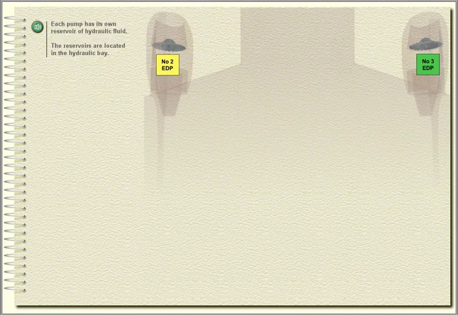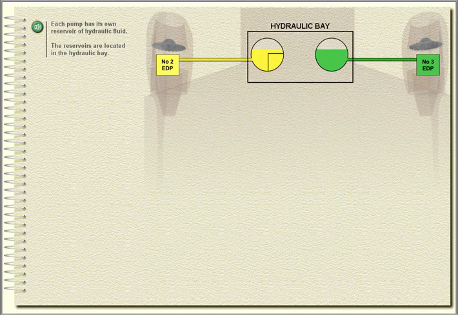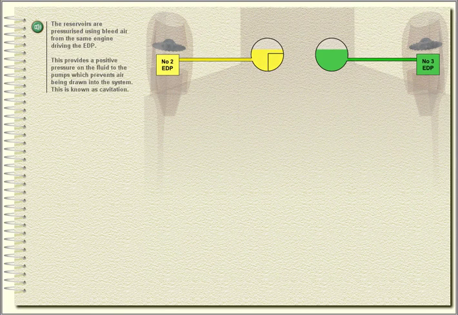Each pump has its own reservoir of hydraulic fluid. The reservoirs are located in the hydraulic bay. The reservoirs are pressurized using bleed air from the same engine driving the EDP. This provides a positive pressure on the fluid to the pumps, which prevents air being drawn into the system. This is known as cavitation.